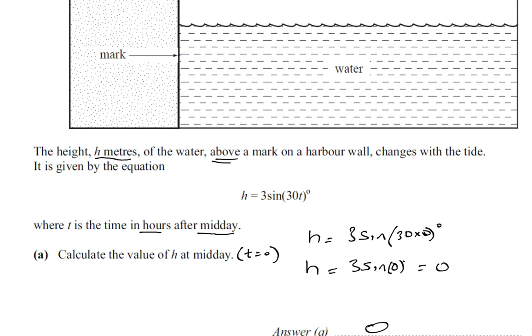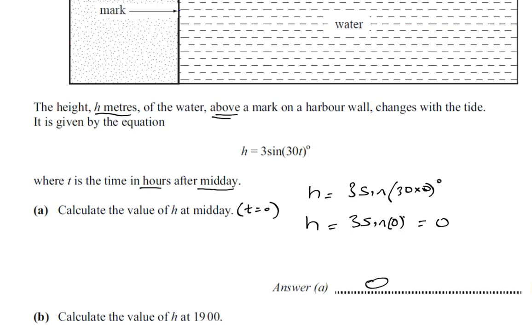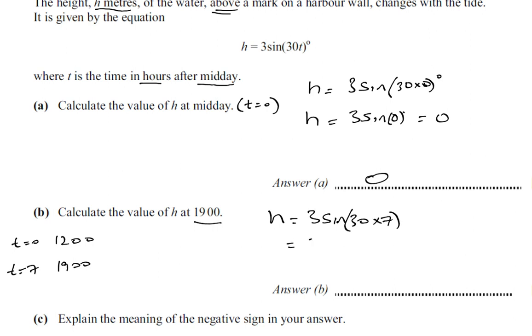Then part B says, calculate the value of H at 1900 hours. 1900 hours is from the 24-hour clock. 1200 hours is when t is 0, and 1900 hours is 7 hours after midday, so t is equal to 7. So H is equal to 3 times sine of the angle 30 times 7. So it's 3 times sine of 210.